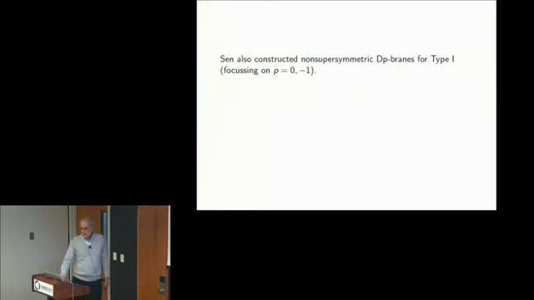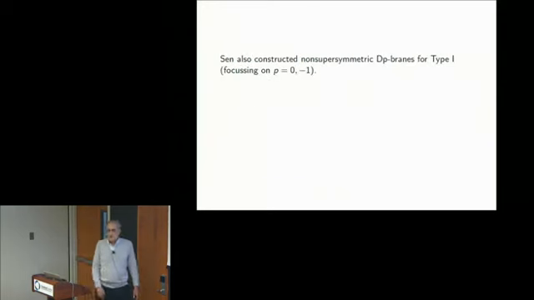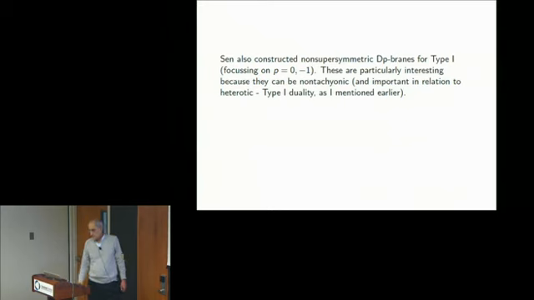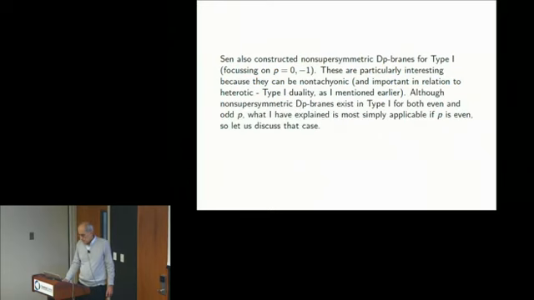Now, Sen also constructed non-supersymmetric Dp branes for type 1, where he focused on the cases where p was 0 and -1, and showed that those cases were important in understanding heterotic-type 1 duality. Moreover, these Dp branes are non-tachyonic. Now, non-supersymmetric Dp branes exist in type 1 for both even and odd p.